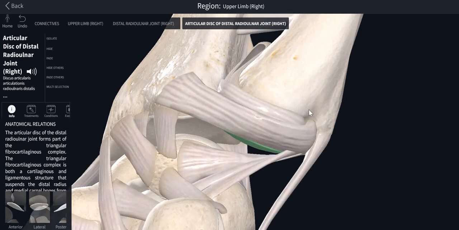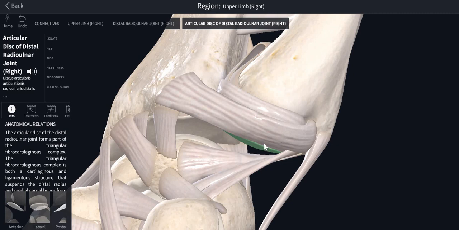Now we're going to talk about something that we call the triangular fibrocartilage complex ligaments. They are a bunch of ligaments, and they form a three-sided shape. What they do is hold the ulnar head with the triquetrum, and they support the distal radioulnar joint.